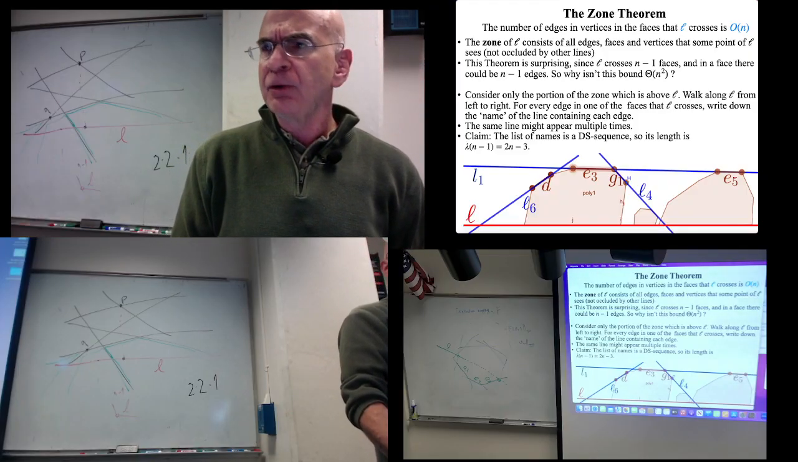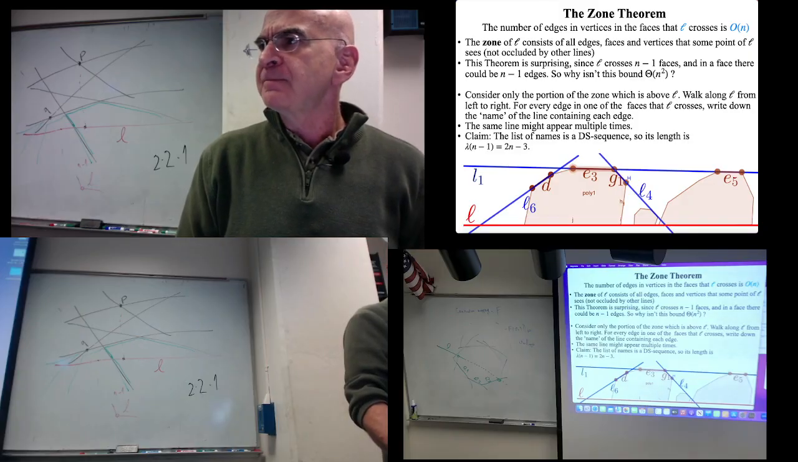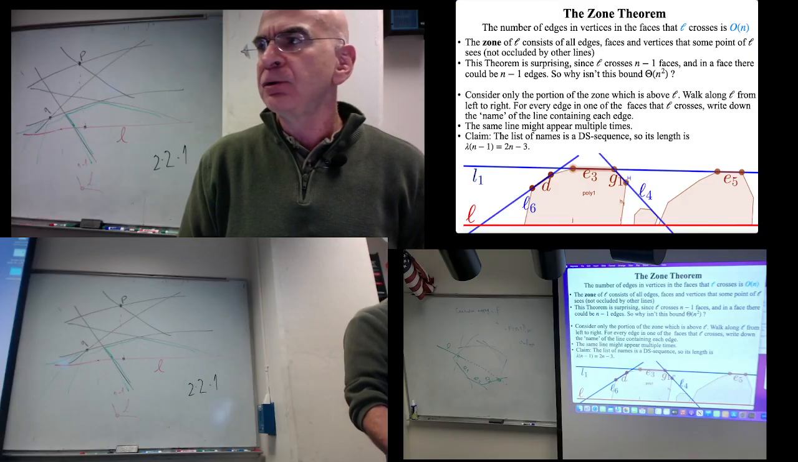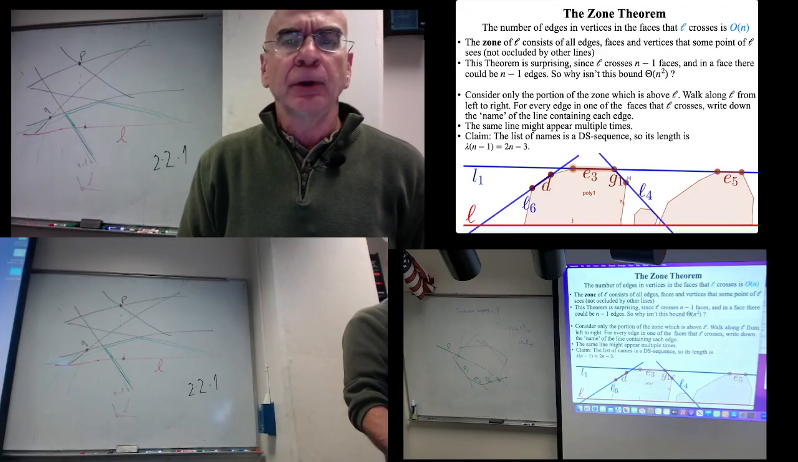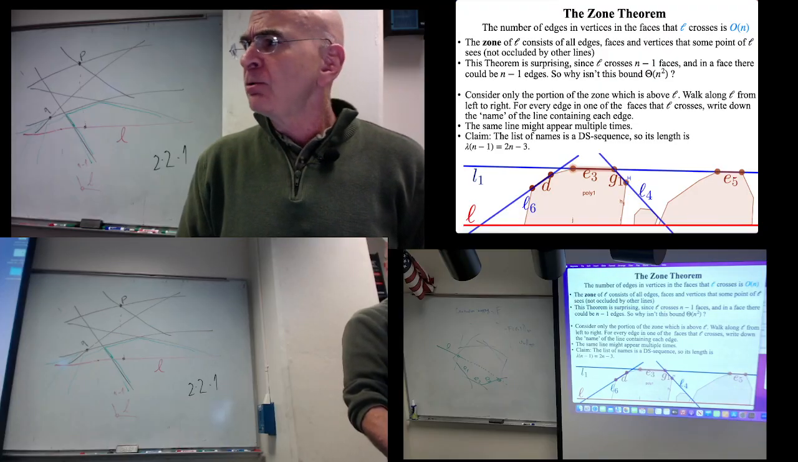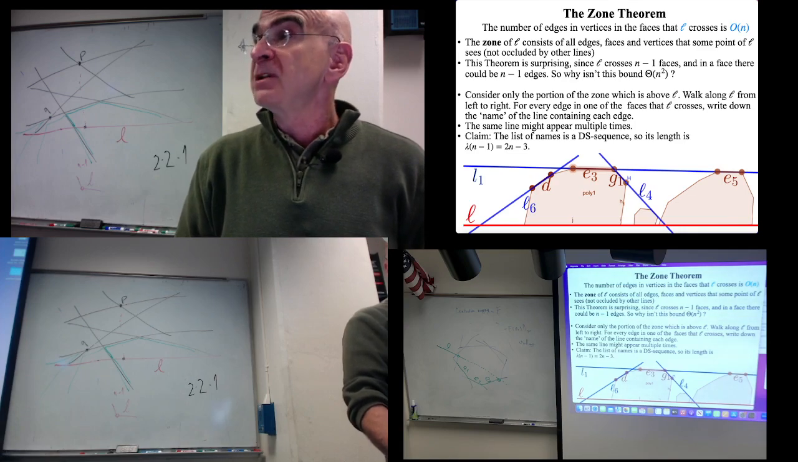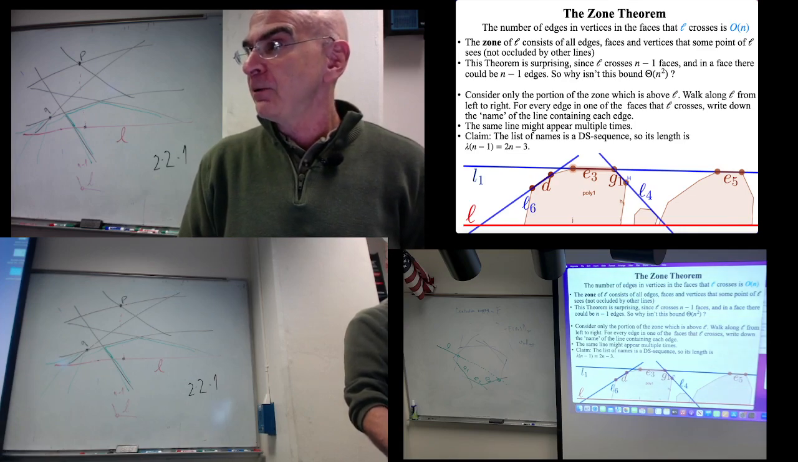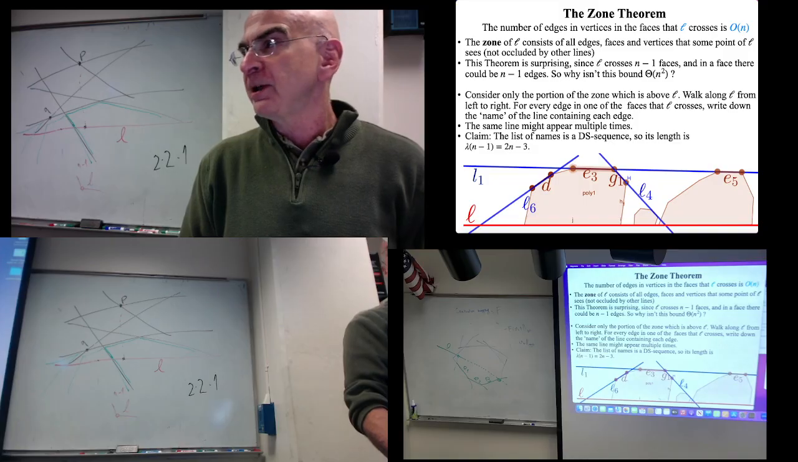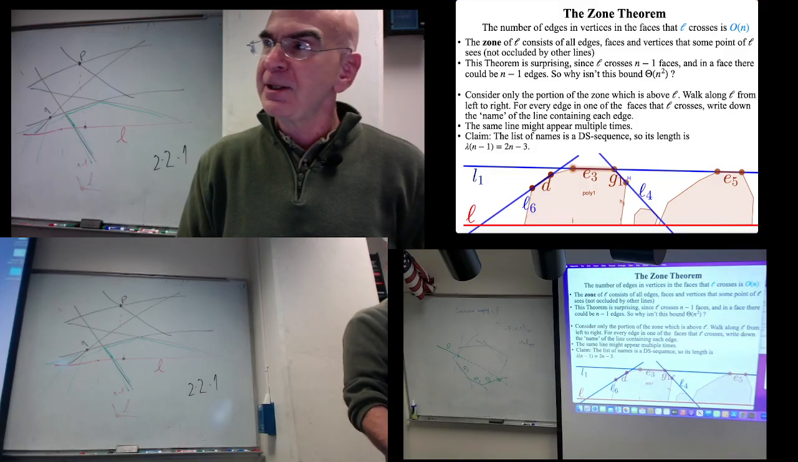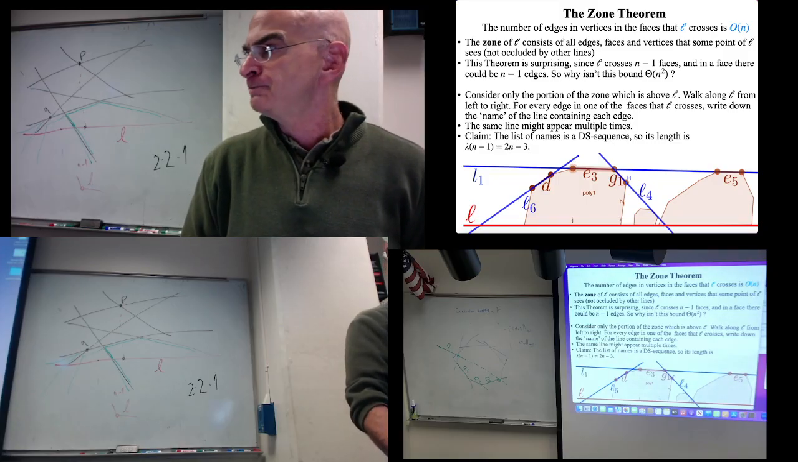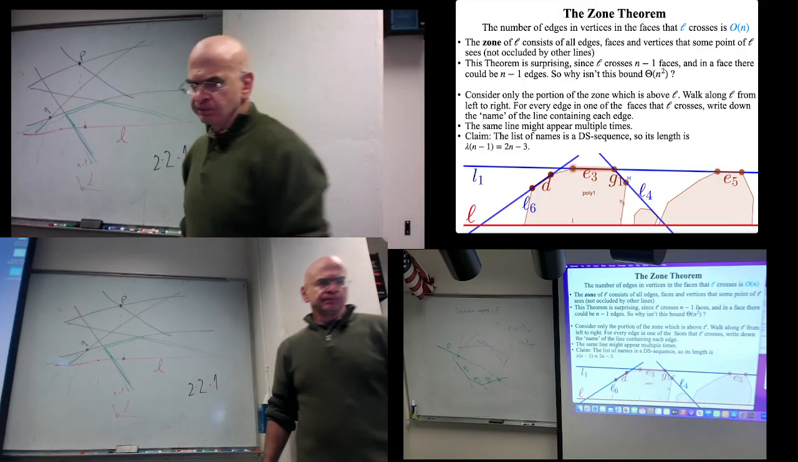So this is a zone of L, and I thought it's cute combinatorics and useful combinatorics, so it's worth talking about. So the zone theorem, in this case, will say that for any line L in an arrangement of lines, the zone of L has linear complexity, order n vertices, edges, faces, and so on. Let's prove it.